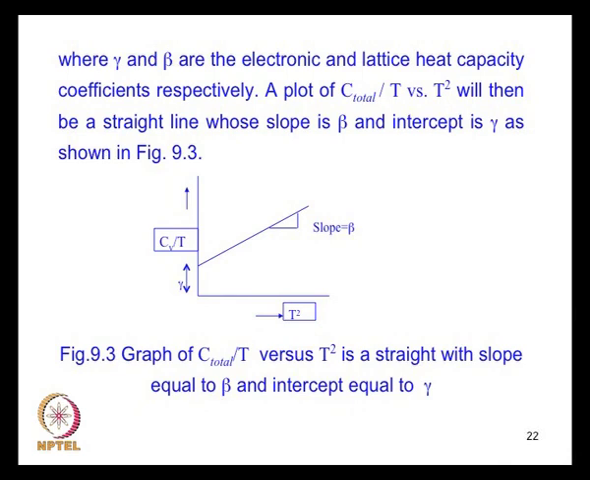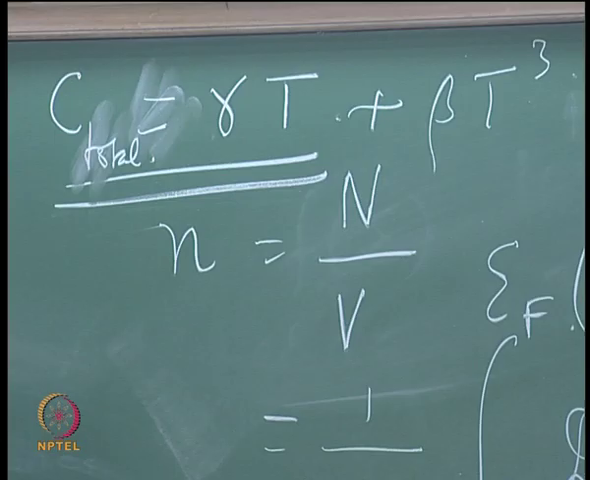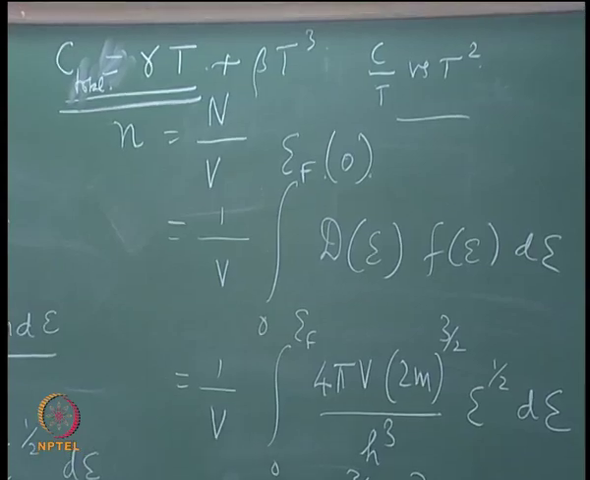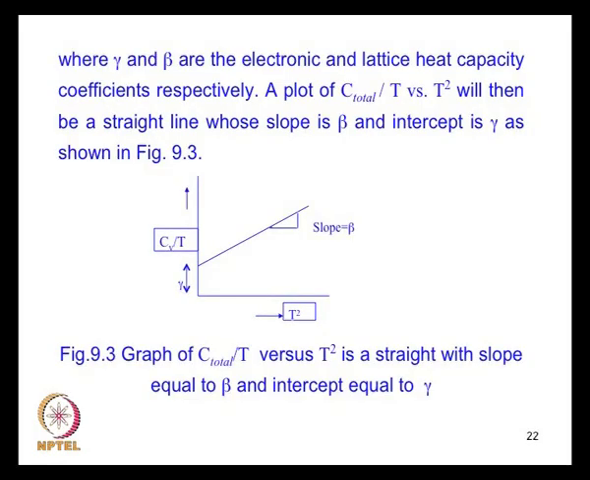And therefore, if you plot C by T versus T square, that would be a straight line. That is what is shown in the figure. So, from the intercept of this, we can get the heat capacity coefficient gamma.